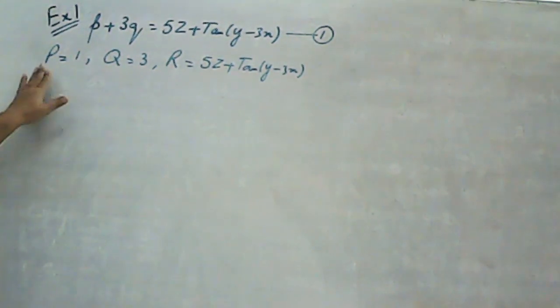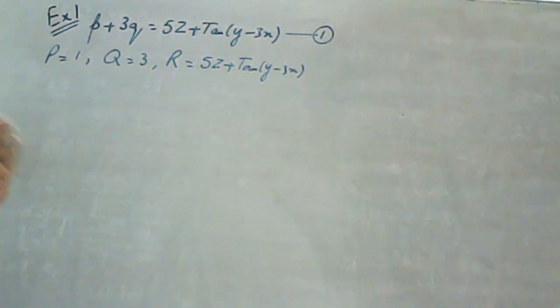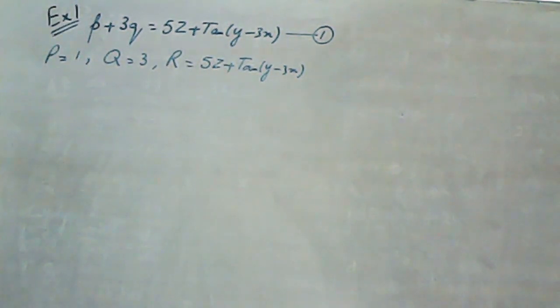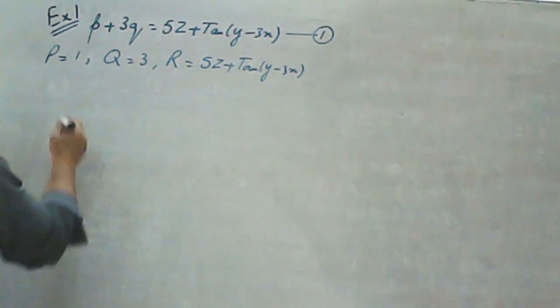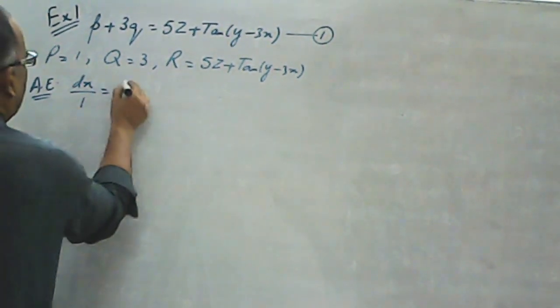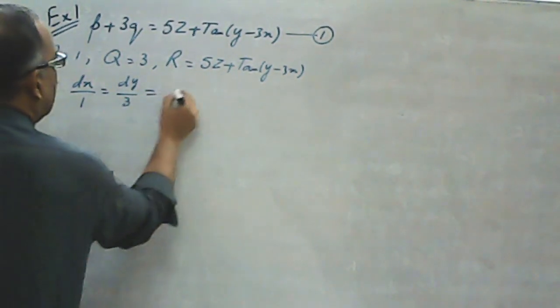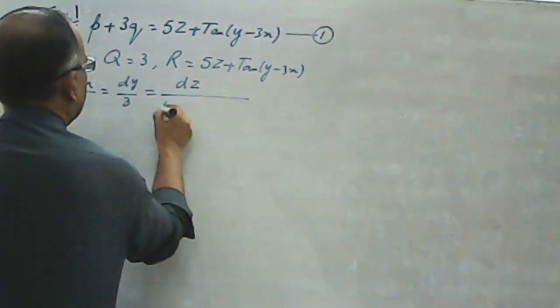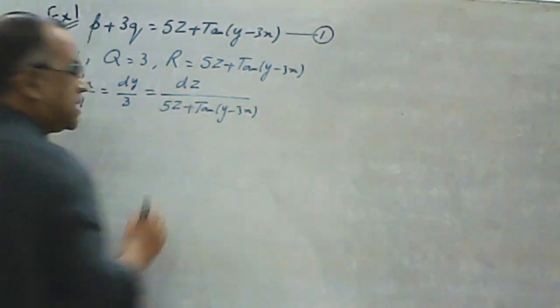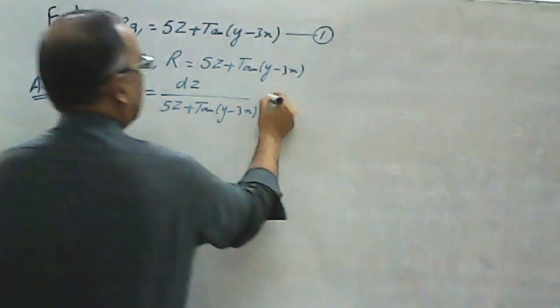Look in this example, P and Q both are constants. So it doesn't matter whether P and Q hold any values. P, Q and R, all three can hold any values. And capital R is holding this complete value, because I said whatever will be on the right hand side will be treated as capital R. So writing the auxiliary equation, it means dx over 1 equal to dy over 3 equal to dz over 5z plus tangent y minus 3x. So this becomes equation number 2.